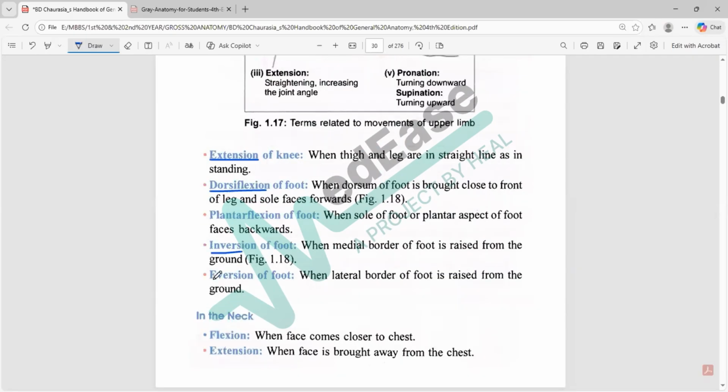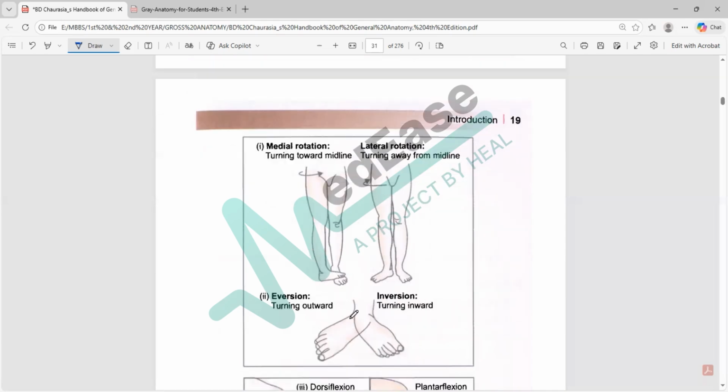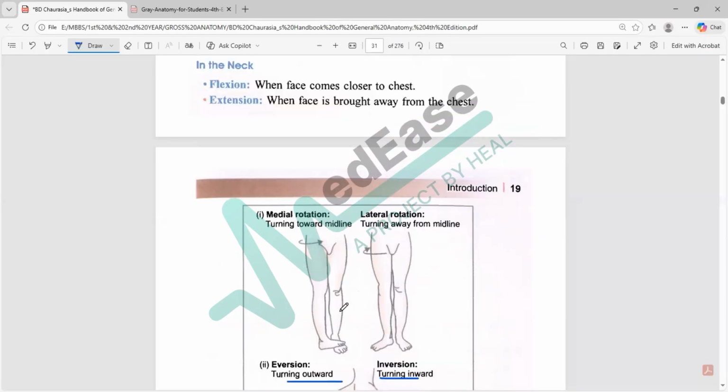Now we have the inversion and eversion. When the sole of the foot is brought close to the midline, this is inversion, and when it moves away from the midline, it is eversion.